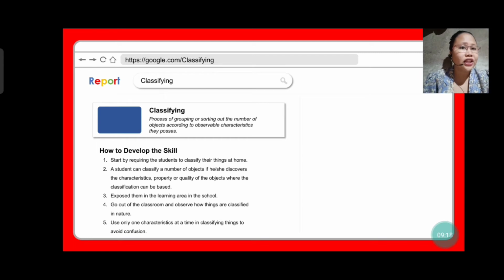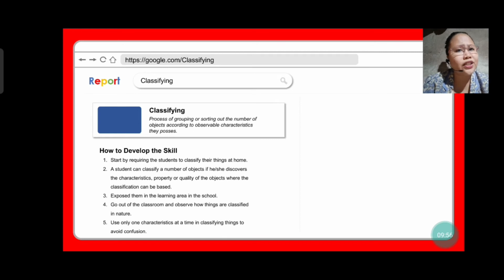They can now classify the leaves by their different characteristics. Third is to expose them in the learning area in the school, as our teacher in grade 3 does. Expose them outside the classroom but inside the premises of the campus. We learn through observation in the campus, we learn through observation in nature.